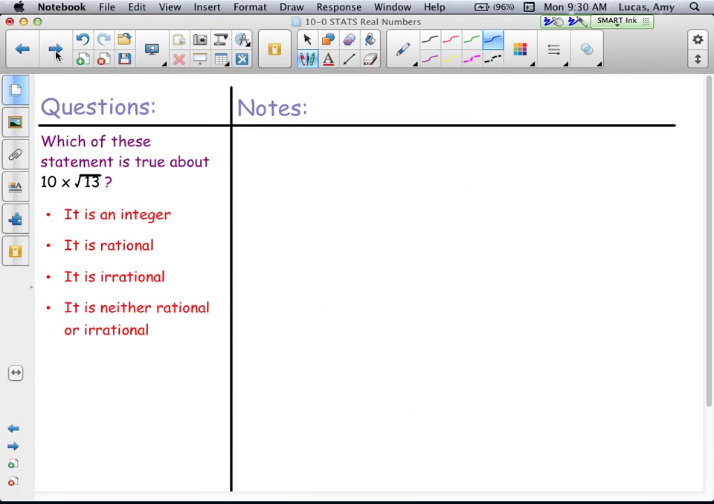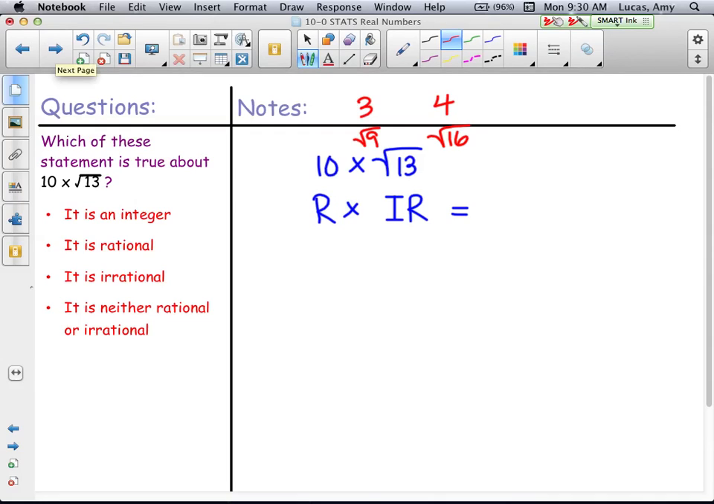Which statement is true about 10 times the square root of 13? Well, the square root of 13 is an irrational number, and 10 is rational. So what happens if we multiply these numbers together? Well, the square root of 13, we know that's a bad decimal. It's between 16 and 9, a little closer to 16. So it's between 3 and 4, a little closer to 4.